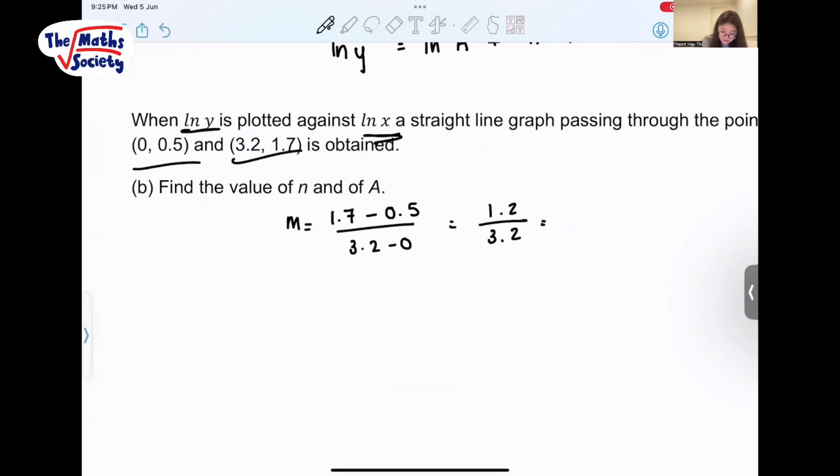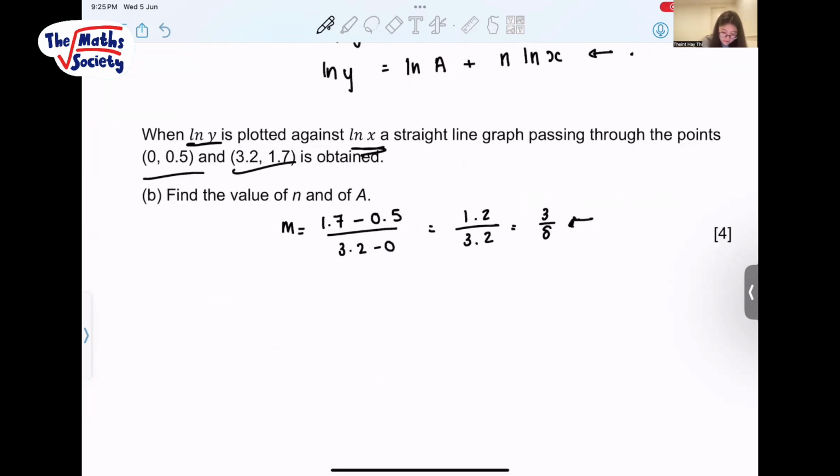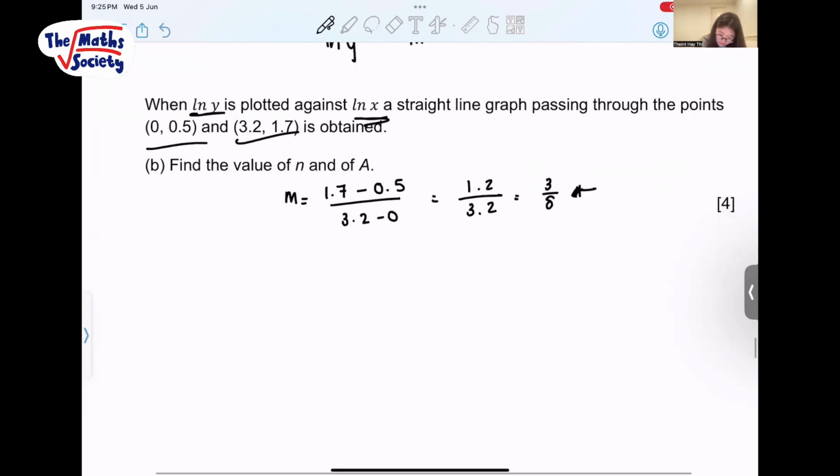There's 3 by 8. So it's not perpendicular or anything. So it's just 3 by 8, the gradient is. And then we know that ln y is equal to 3 by 8 ln x plus c.